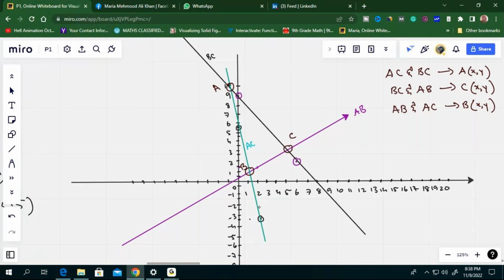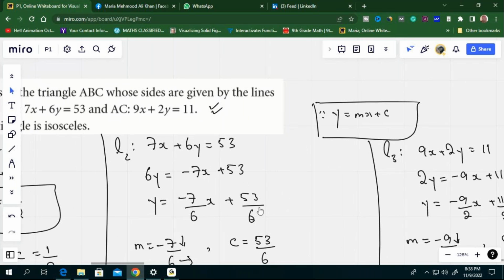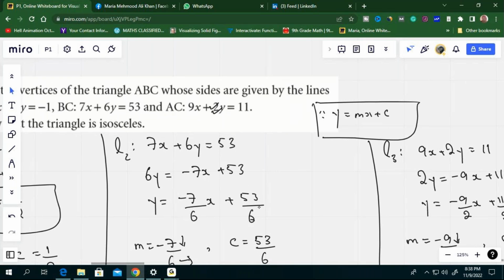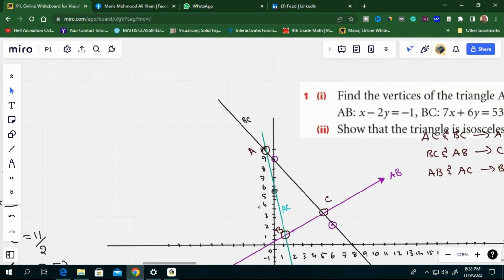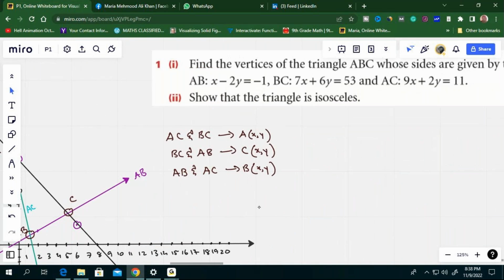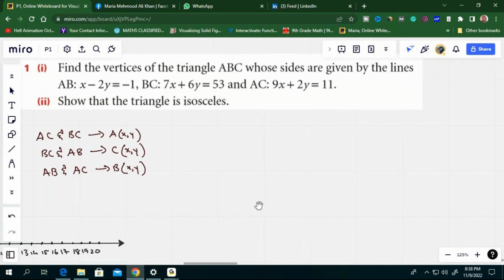I'm going to pick up AC and BC. So let me just shift this question a little to the right side so that I can make a nice working. Okay, there you go. I'm picking my AB and my BC.